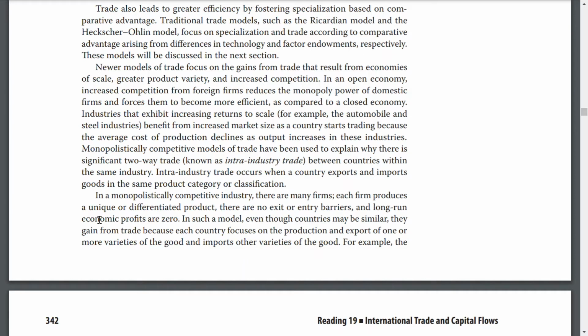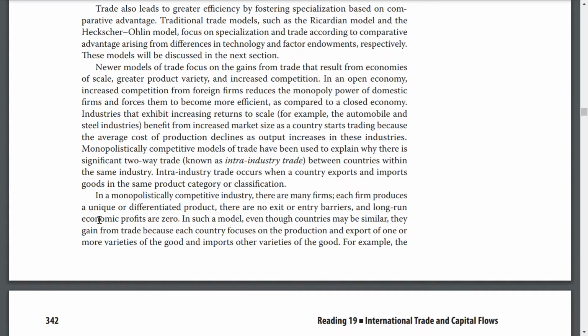Newer models of trade focus on gains from trade that result from economies of scale, greater product variety, and increased competition in open economies. Increased competition from foreign firms reduces the monopoly power of domestic firms and forces them to become more efficient. Compared to closed economies, industries that exhibit increasing returns to scale benefit from increased market size as a country starts trading, because the average cost of production declines as output increases in the industry.